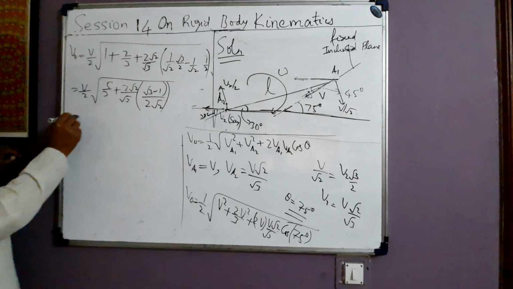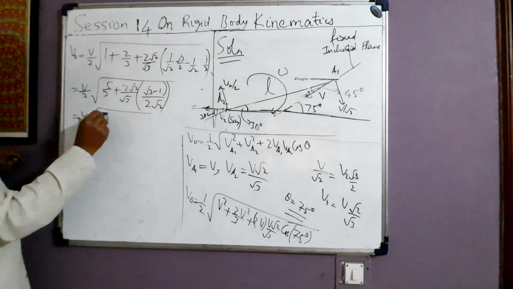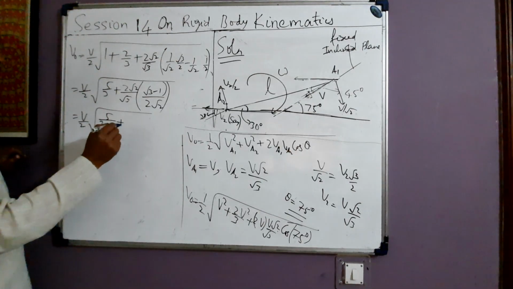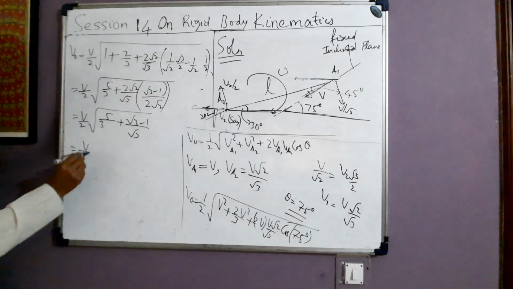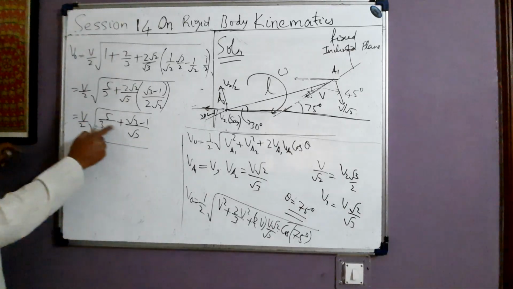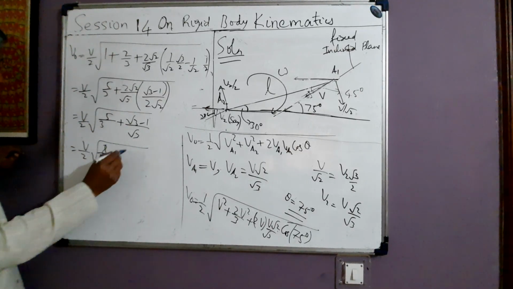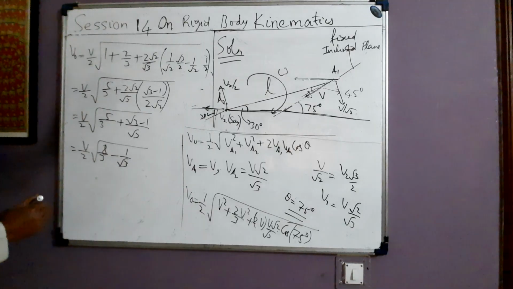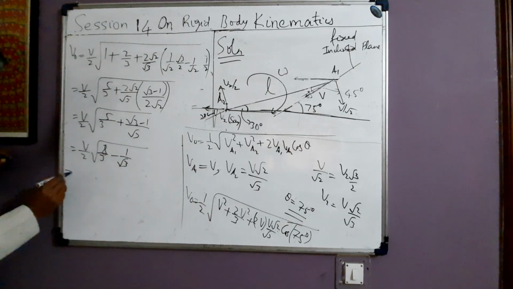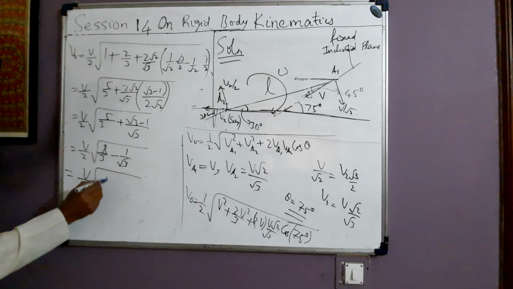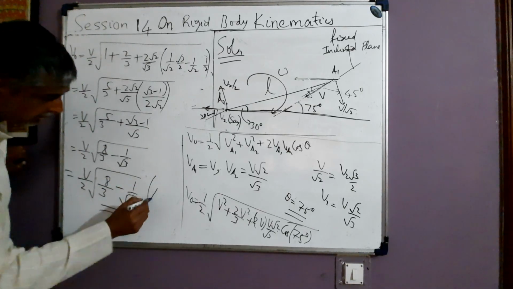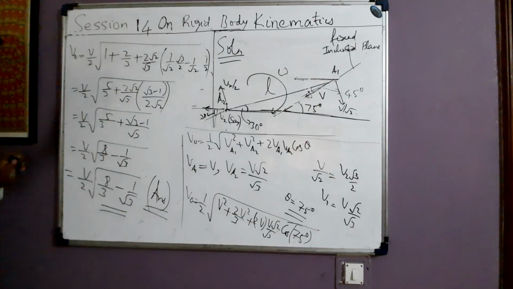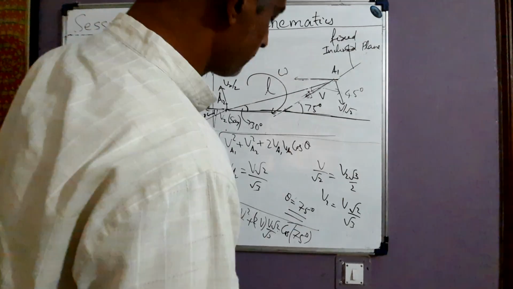This becomes V by 2 root under 5 by 3 plus root 3 minus 1 by root 3. So this is 5 by 3 plus 1, 8 by 3, minus 1 by root 3. Okay, this is therefore the required answer. So V by 2 root under 8 by 3 minus 1 by root 3 is therefore the required answer. This is the required speed of center C of the rod A1 A2 in terms of V.